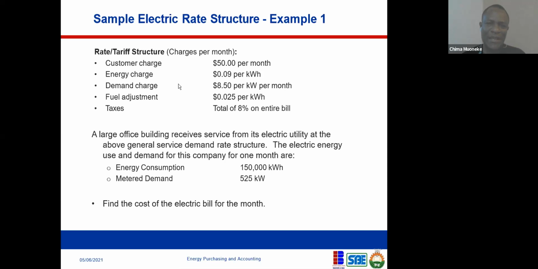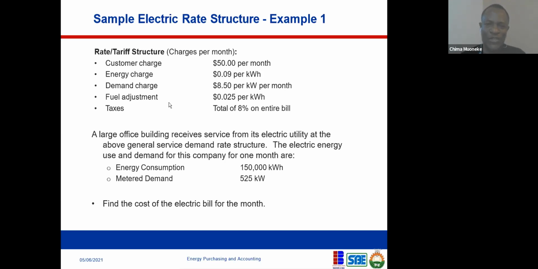Then there is an energy charge of 0.09 per kilowatt hour. So depending on the number of kilowatt hours that this person consumes, we multiply by this to get the total energy charge. Then there is a demand charge, okay? For every kilowatt that this man adds to his consumption, he's charged $8.5 per kilowatt. So if he keeps on increasing his kilowatt, his bills keep on increasing by this rate.